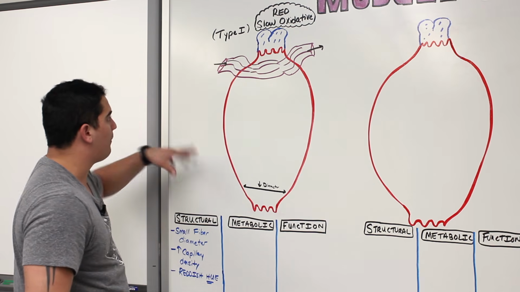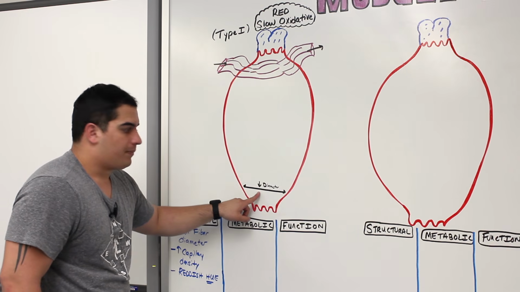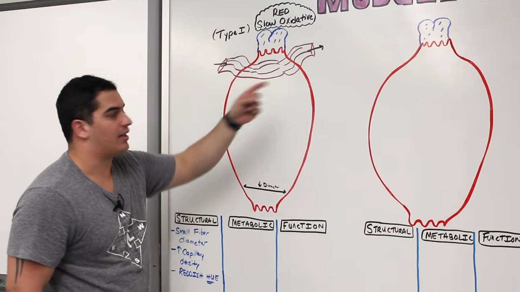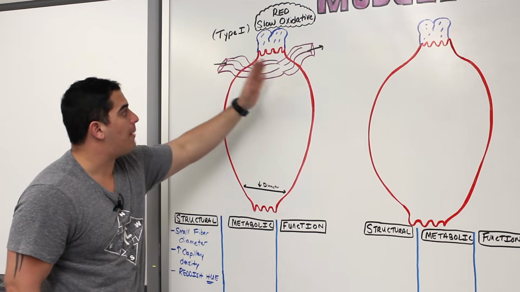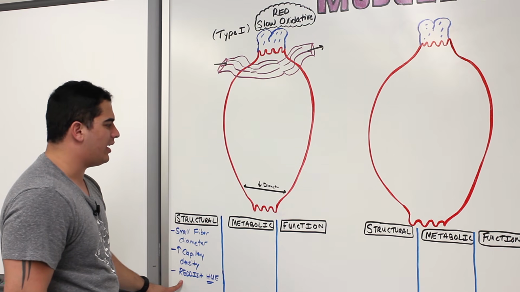Okay, so what do we know right now? First thing we know, smallest diameter muscle fiber. Second thing we know, high amounts of capillary density, so a lot of blood supplying this muscle fiber. Because there's a lot of capillary density, it's going to have a nice reddish hue. And also think about this.